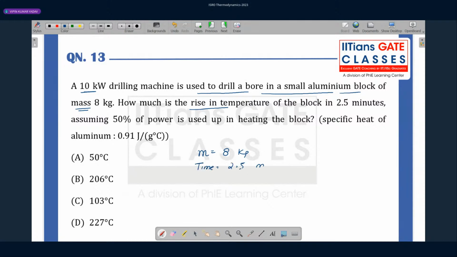Delta T, 2.5 minutes. What is the rise in temperature of the block? That means what will be delta T, assuming 50% of the power is used up in heating. So what is happening here is, you see, this is electrical power. We have connected our drilling machine with electricity. So we are giving it work input, electrical energy. And out of this work input, 50% is converted to heat.